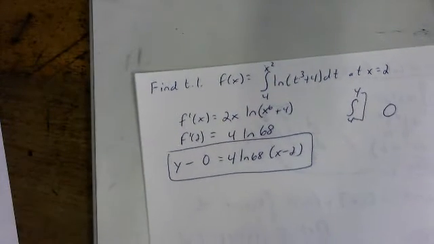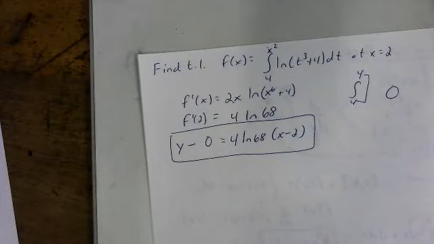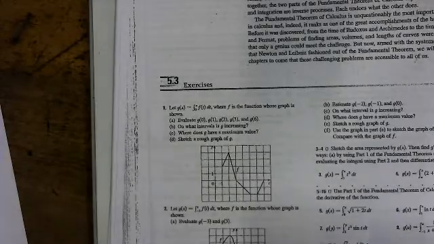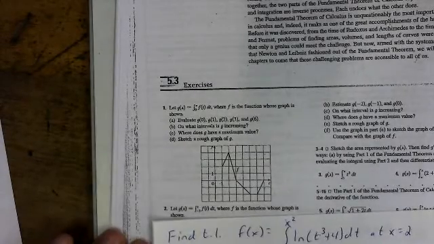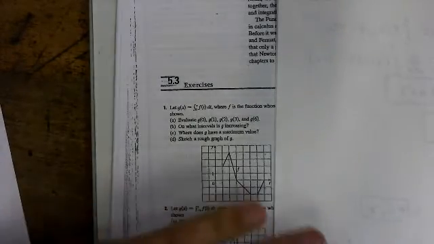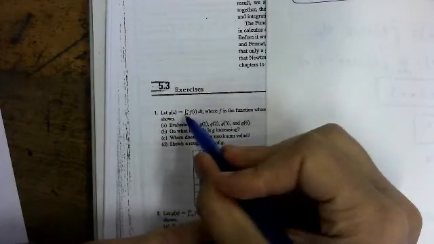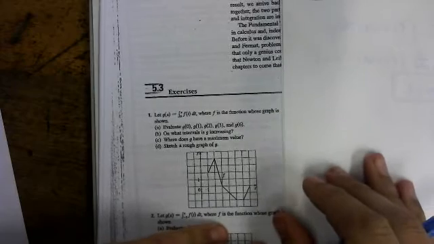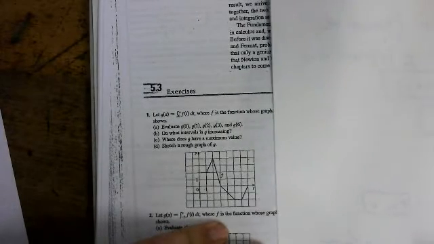So the last problem I want to discuss is off the worksheet. It's off of worksheet 5.3, number 1. The first part of the problem says, take the integral from 0 to x of this function, where f is a function whose graph is shown. Evaluate g of 0, g of 1, g of 2, g of 3, and g of 6.